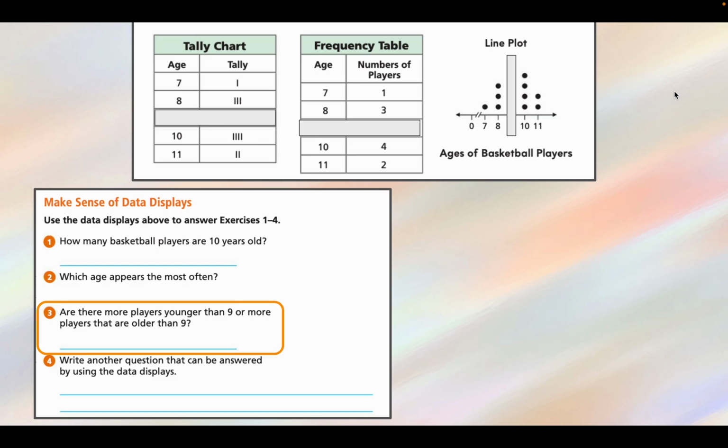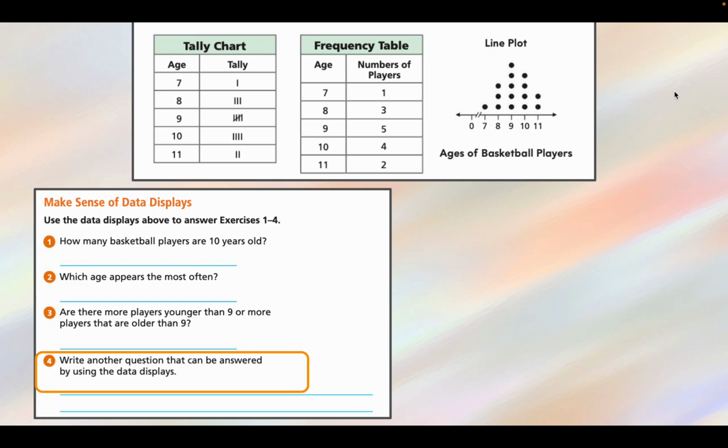Number 3, are there more players younger than 9 or more players that are older than 9? Now, notice what I did. I crossed off age 9. So if they're 9, it doesn't count. They're asking for, are there more players that are younger than 9 or more players that are older than 9? So 9 completely is taken out. So hopefully that will help you answer number 3.